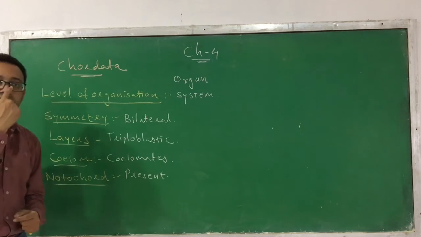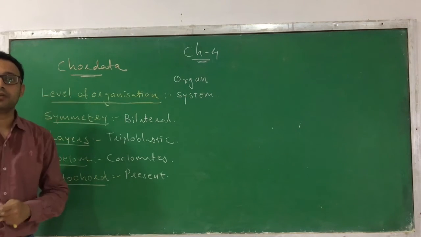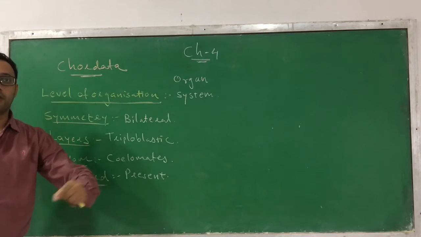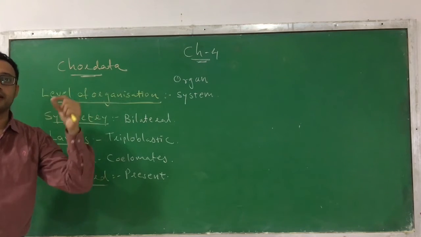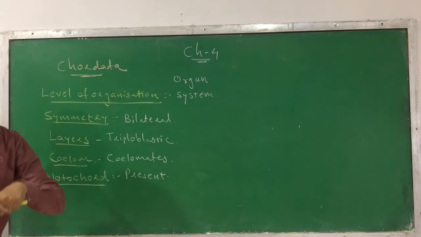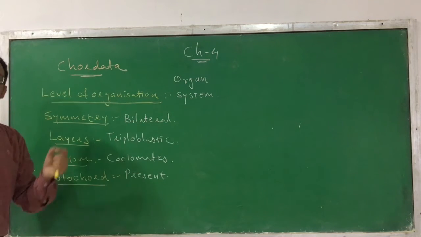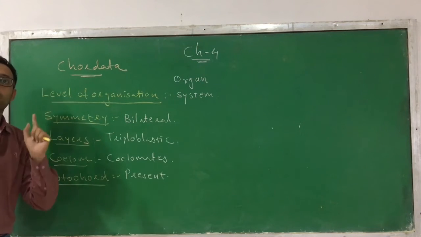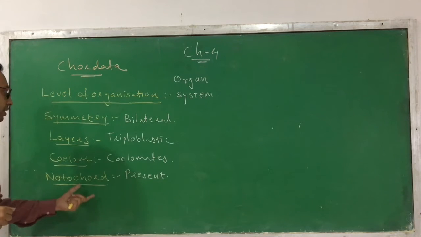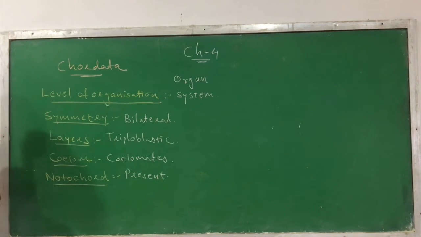Whereas the other phyla we have discussed till now, like hemichordata, mollusca, echinodermata, platyhelminthes, annelida, arthropoda, they all have notochord absent. They don't have a notochord. But this is the phylum which has a presence of a notochord. So this is the most important characteristic you can find in it.